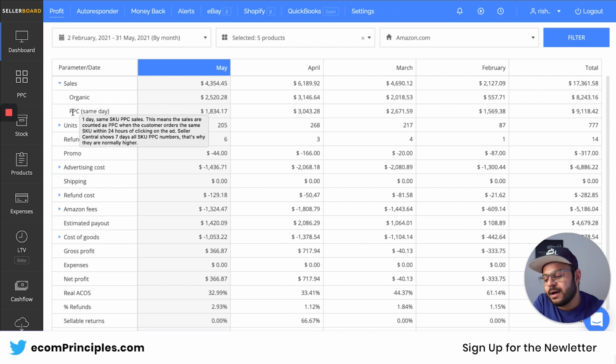Okay, when you hover over PPC, and this would be the last definition that we look at right now over here, is 1 day same SKU PPC sales. This means the sales are counted as PPC when the customer orders the same SKU within 24 hours of clicking on the ad. Seller Central shows 7 days all SKUs PPC numbers. That's why they are normally higher.